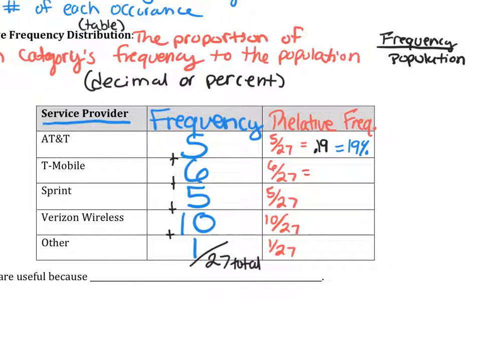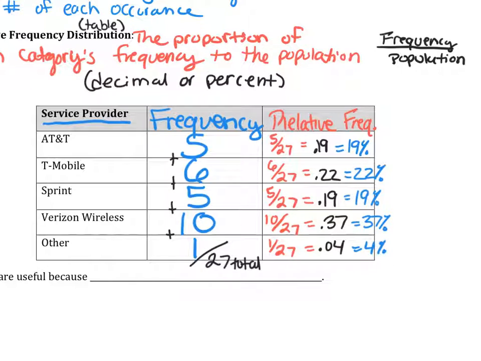So you should get 0.22, or 22%. And then 0.19 again. And then 0.37. And 0.04.